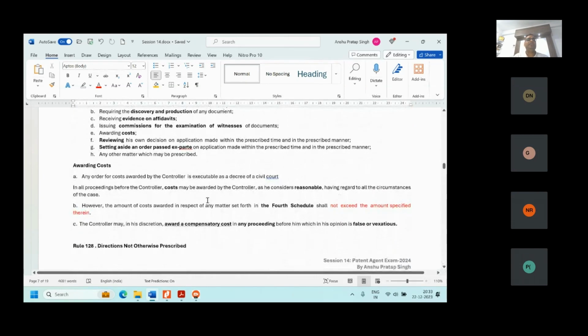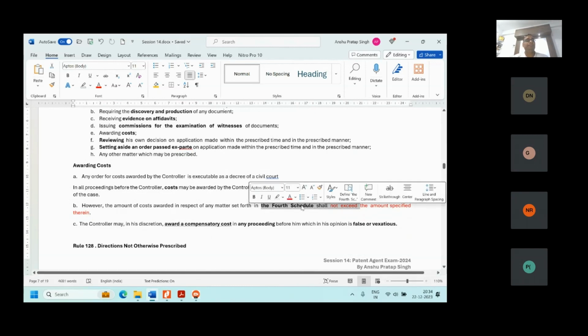See here. It says any order for cost awarded by the controller is executable as a decree of a civil court. Once a civil court decree is made, execution can be done by a court. You can approach a civil court and ask it to be executed. Similarly, for a controller's decree also, you can approach a court, and the court will deem it as good as a decree of a civil court and execute it. In all proceedings before the controller, cost may be awarded if he thinks that it is reasonable as per the circumstances of the case.